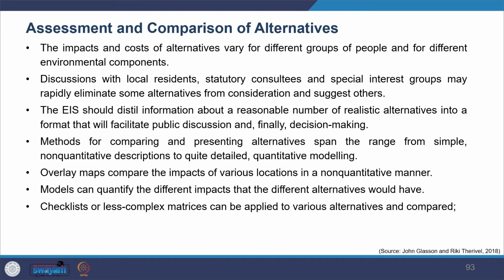Then you can also have models which can quantify the different impacts that different alternatives would have. You can also use a checklist, or a less complex matrix, to communicate this. Using all these techniques you can compare, and then you are also required to explain why you chose one alternative over the other. In this section of your report, you have to justify all your alternatives, why certain alternatives have been taken and why certain alternatives have not been taken.